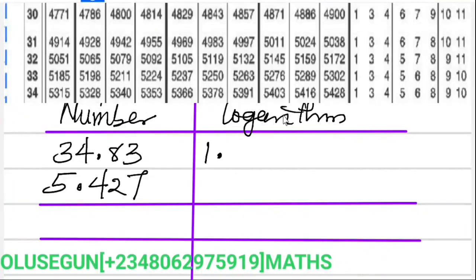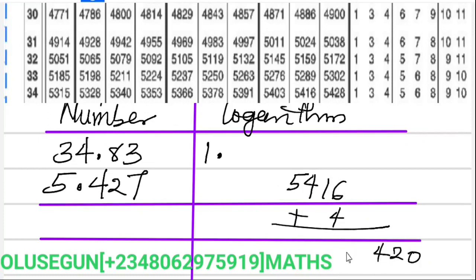Let's redraw. You see that 34 under 8 is 54/16. So the difference under 3, you count 1, 2, 3, so you add 4. If you add it together, we have 0, 2, 4, 5, meaning that the logarithm of 34.83 is 54/20. Let's claim this as our rough work.